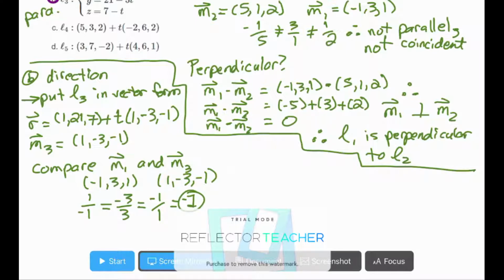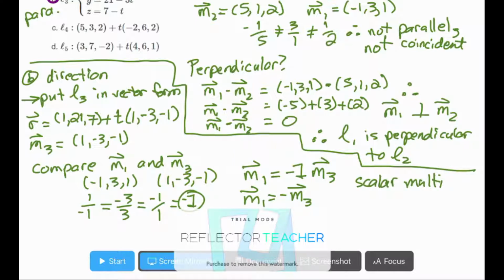So because we get the same value every time, and in fact, this is our scalar value, so we can say directly that M1 is equal to negative 1 M3, or just M1 is negative M3. And it's a vector, so don't forget I call it a hat sometimes. It's not really a hat, it's an arrow. So don't forget our vector arrow there. So because these are scalar multiples, therefore L1 and L3 are parallel.